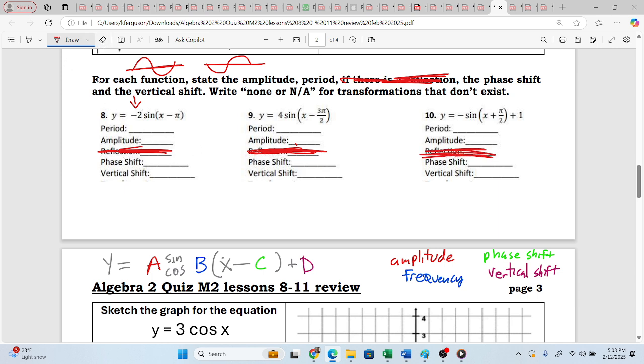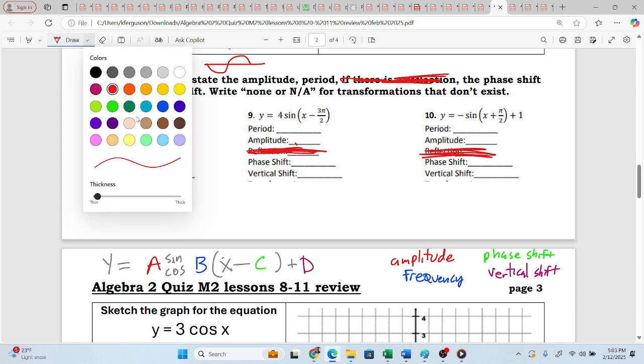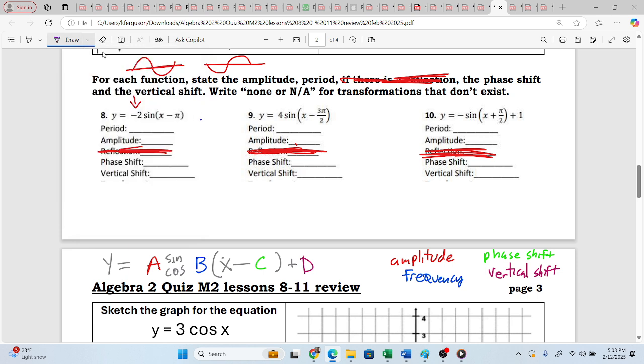So let's look at our stuff here, and I want to color this not red. So let's go with purple. Okay, so we want to find the amplitude, the period, the phase shift, and vertical shift. Write none or not applicable for transformations that don't exist. Do not write zero. Follow instructions.